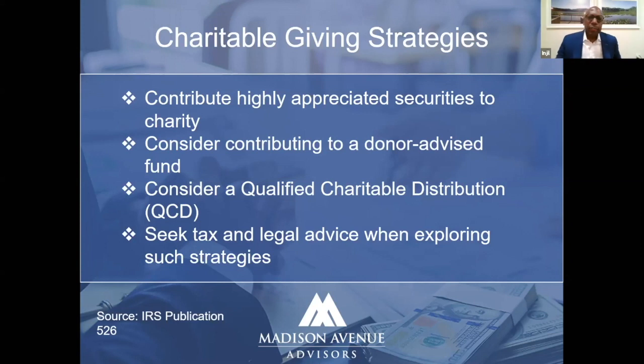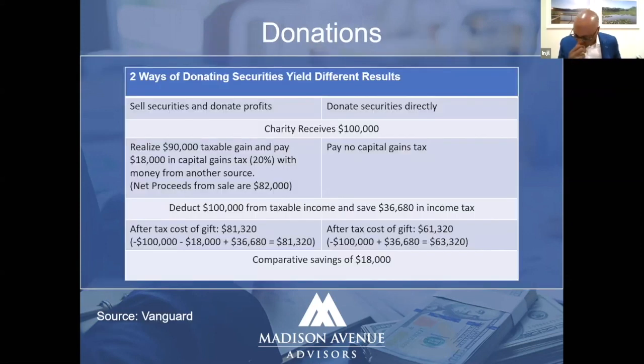Let's move on. Now let's talk about this example about giving to the charity, all right? So you have two options. Option one is to sell the security, receive the money from the sale because you sold your stock, write a check to the charity. Option two is, hey, take the stock, send it to the charity. So we're gonna go over option one first.